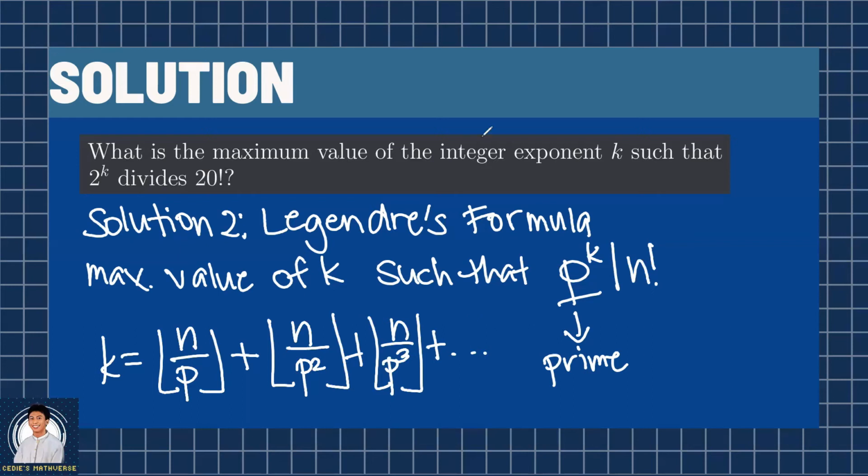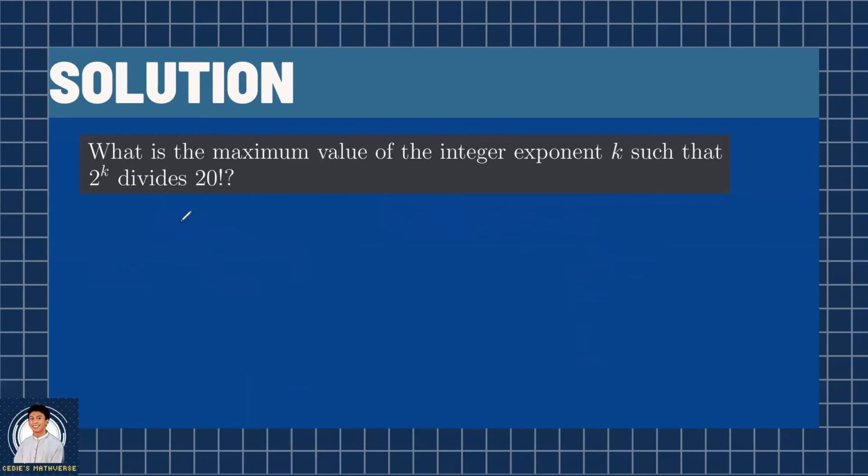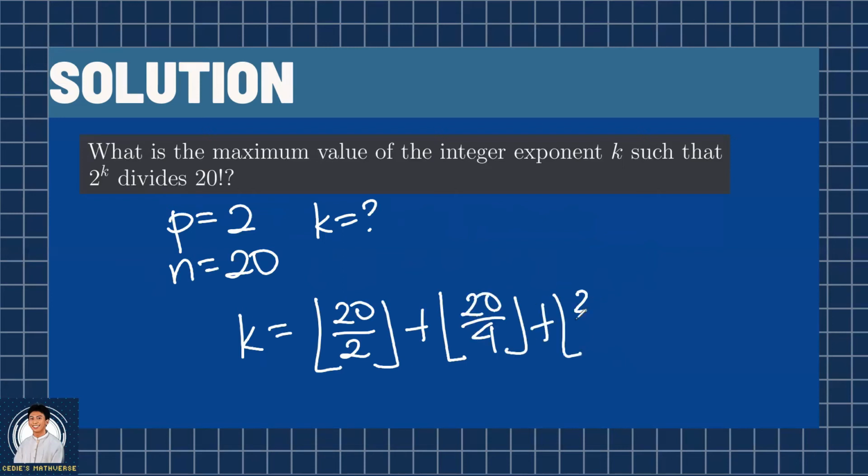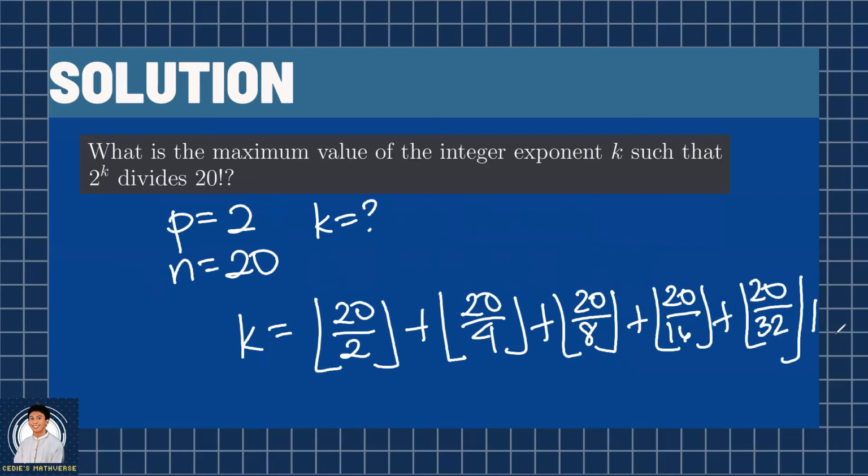So how will we use this formula to solve this problem? We have p, the prime number, is 2, and n equals 20. We want to find k. So we have k equals floor of 20 over 2 plus floor of 20 over 4 plus floor of 20 over 8 plus floor of 20 over 16 plus floor of 20 over 32, and so on.